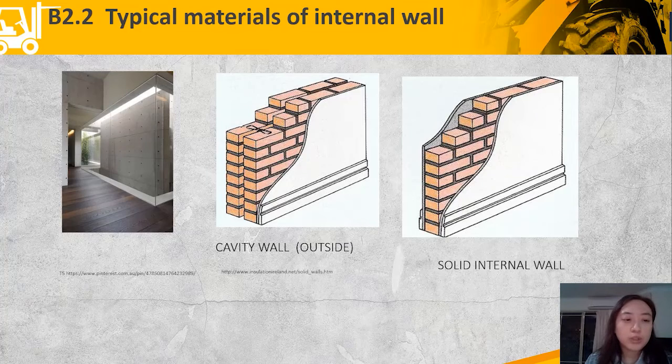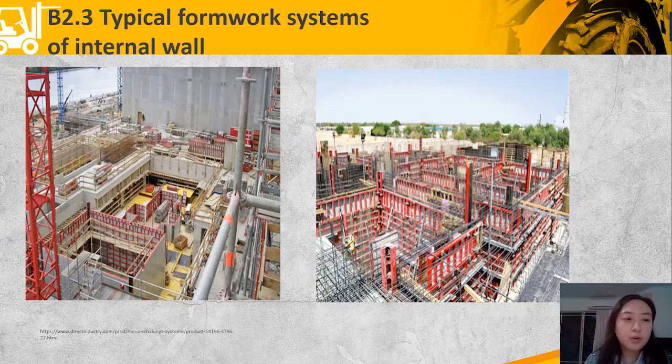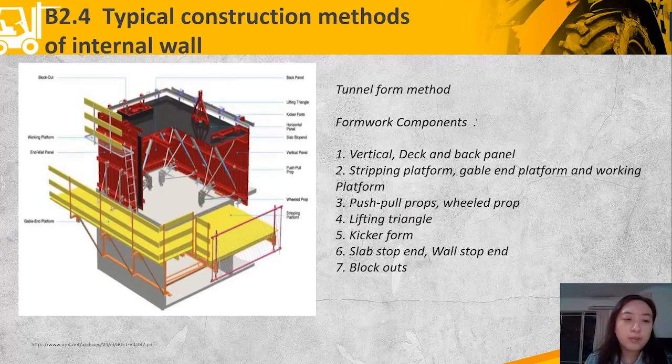The internal wall material is similar to the external wall, which are concrete, brick, and timber. But the brick wall is different. The internal wall is a single leaf and the external wall is a double wall. For the internal wall, a modular system is generally adopted to provide an efficient method. The tunnel method can build vertical and horizontal members at the same time, especially for regular repeated structures.